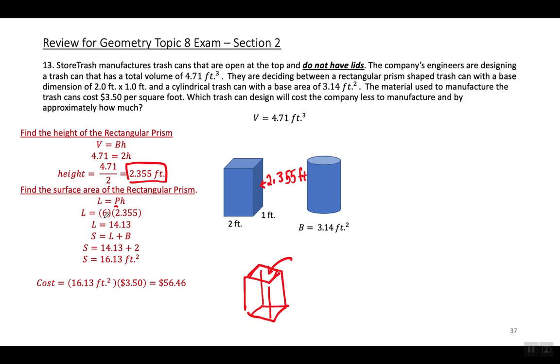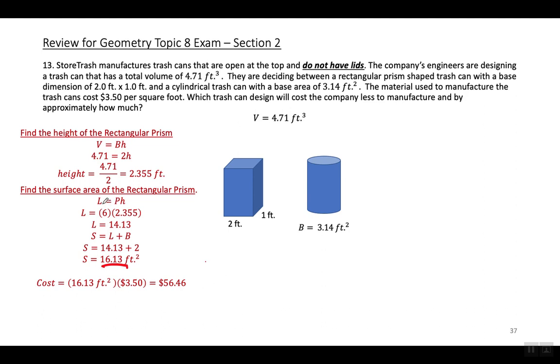The perimeter of the base is 6, and the height is 2.355. The lateral area is 14.13. And then, for the final step, I don't do 2 times the area of the base because the base, we're only going to need it 1 time. So I leave the 2 out. I just do lateral area plus base. And that gives me the surface area of the rectangular prism.